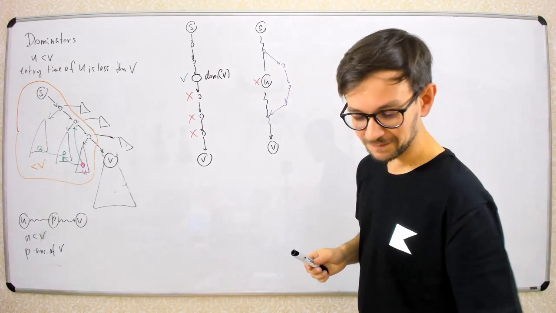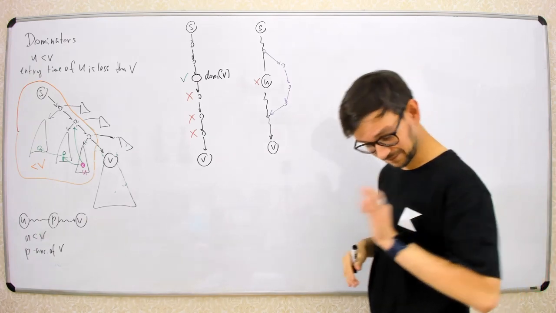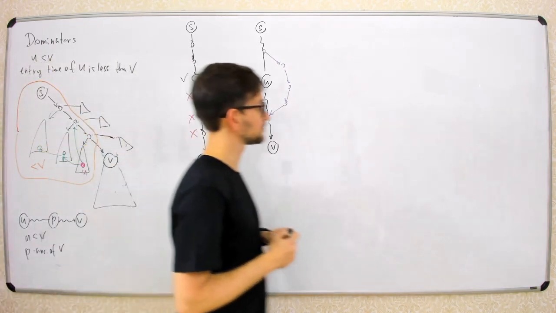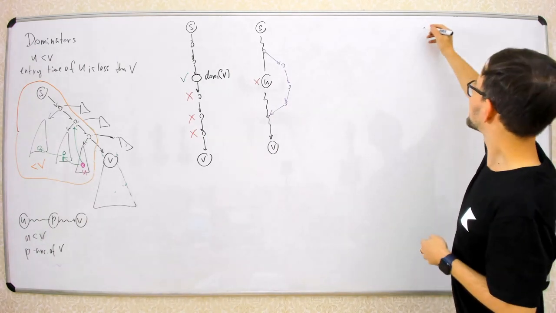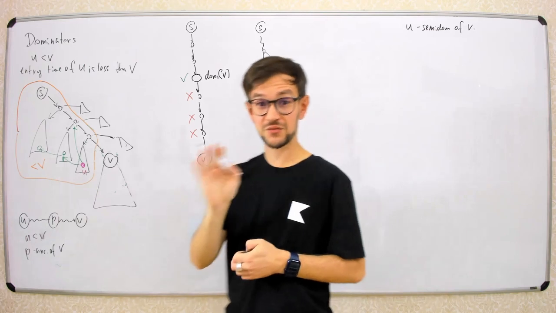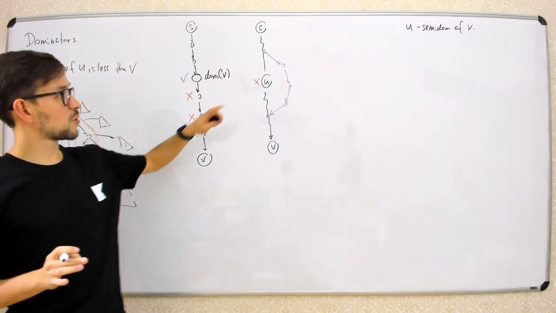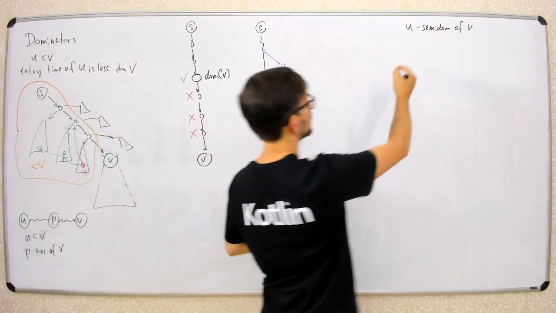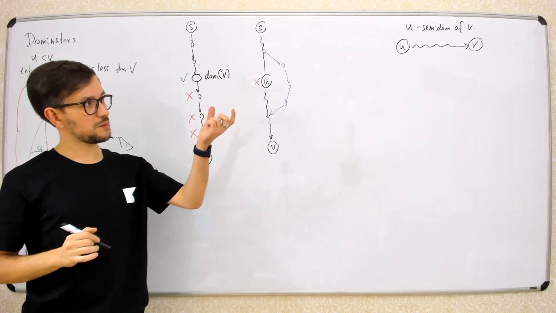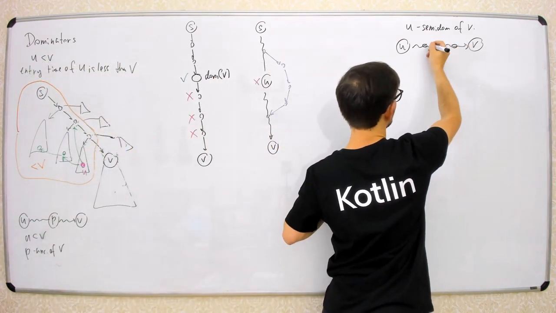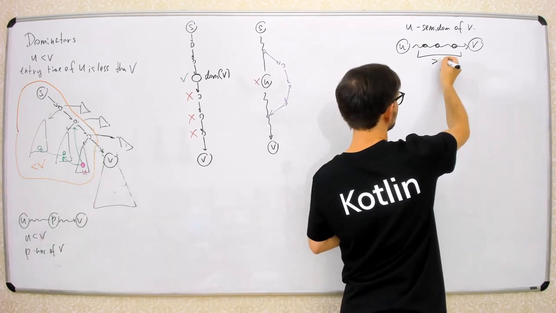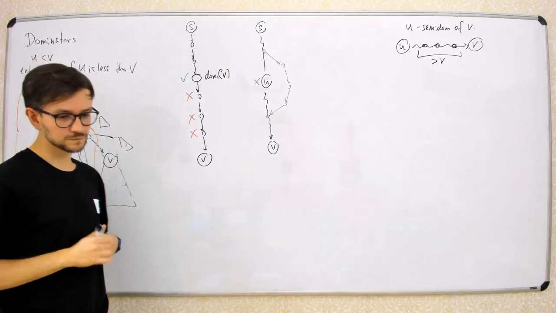Let's go. Now, to find paths like this, we need to build some additional structure, unfortunately. We need to find something which is called a semi-dominator. So, vertex U is the semi-dominator of V if there is a path from node U to node V, and in this path all these nodes in the middle are greater than V.